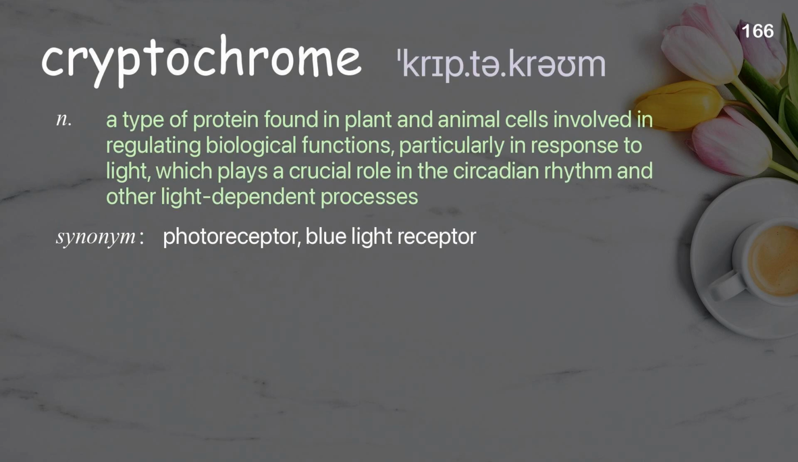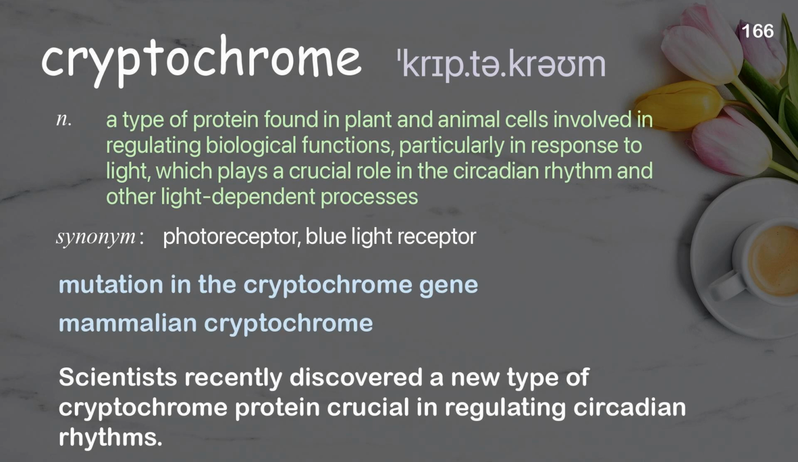Cryptochrome. A type of protein found in plant and animal cells involved in regulating biological functions, particularly in response to light, which plays a crucial role in the circadian rhythm and other light-dependent processes. Examples: Mutation in the cryptochrome gene. Mammalian cryptochrome. Scientists recently discovered a new type of cryptochrome protein crucial in regulating circadian rhythms.